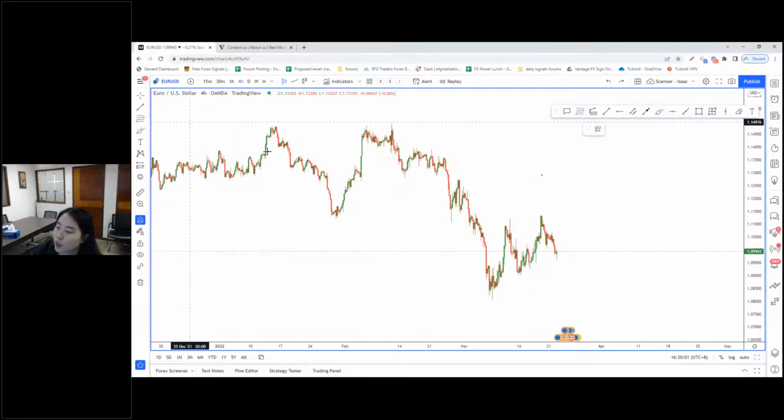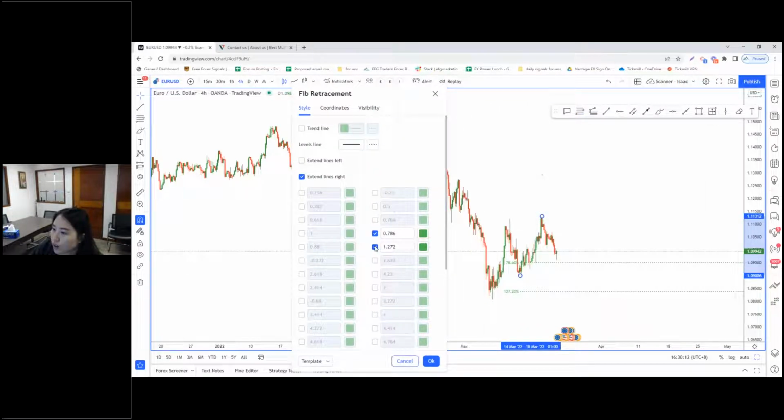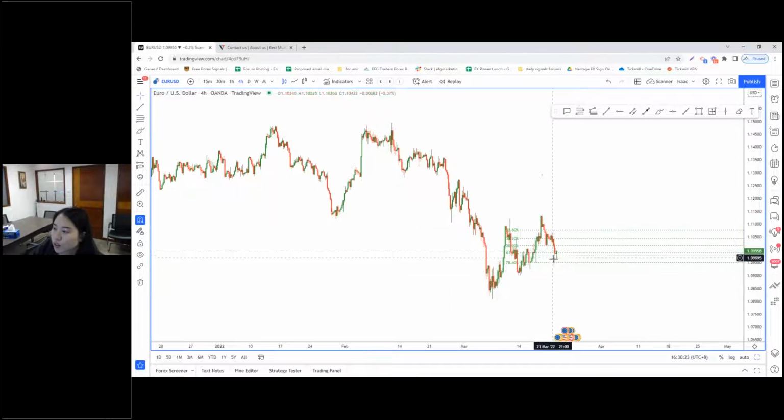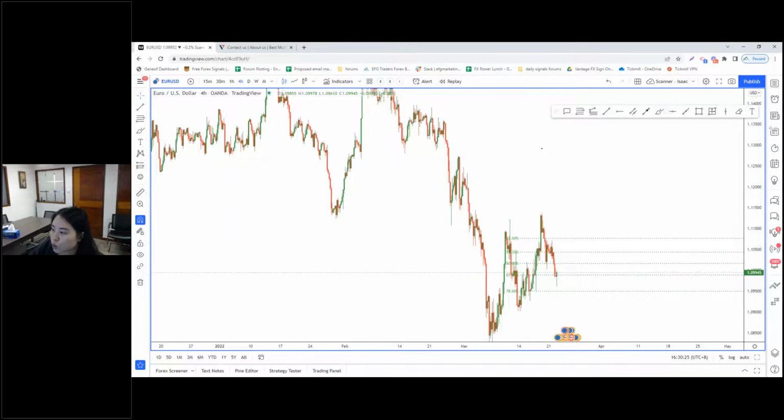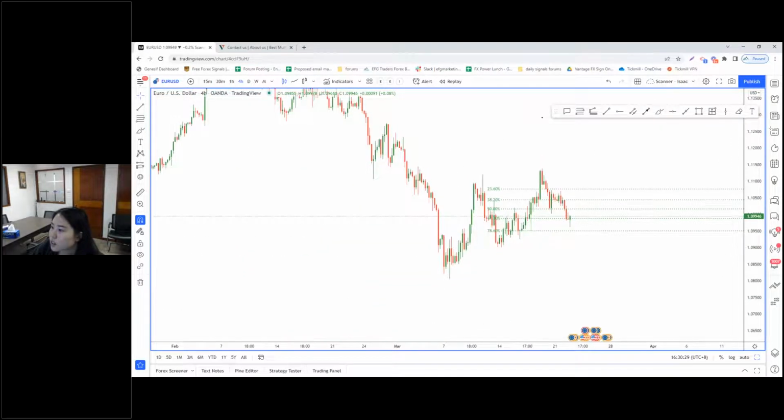Okay, let's first plot our Fibonacci retracement. From the swing low, we are going to pull to the swing high. Then we go into the settings, get rid of everything, and only click on the 5 levels that are relevant to Fibonacci retracement. If something is not relevant to Fibonacci retracement, we don't use it, because it's not relevant.